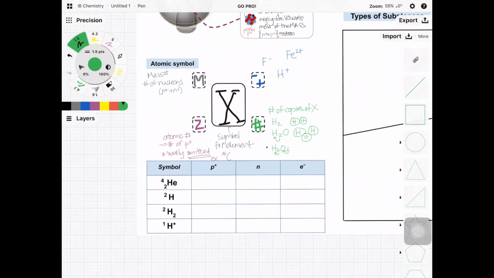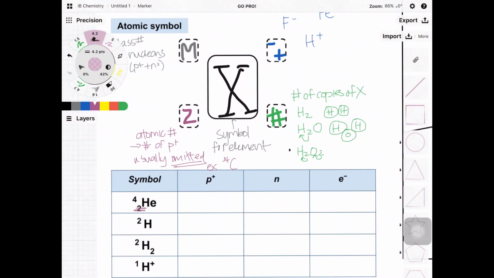Okay, so let's take a look at this table where we can apply our knowledge of the atomic symbol. Here we have helium-4 2, so again, the atomic number tells us the number of protons. To get the number of neutrons, we subtract the number of protons from the mass number, and then the electrons are usually the same as protons if there's no plus or minus charge.